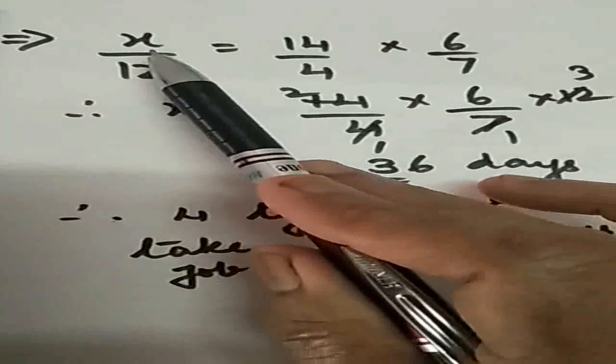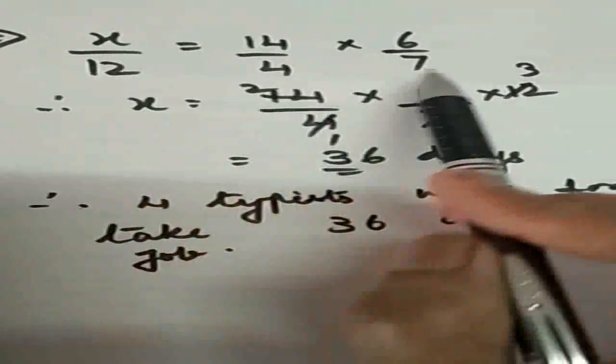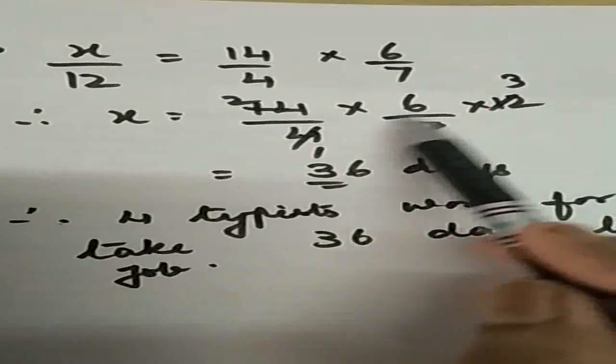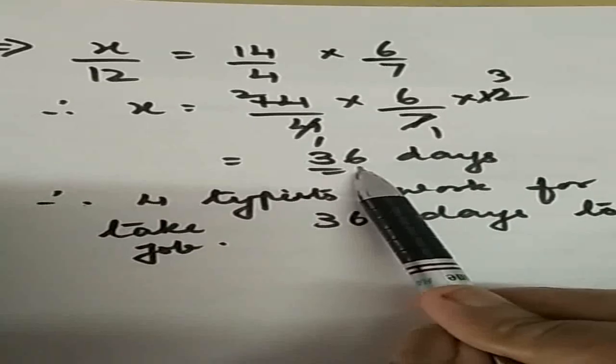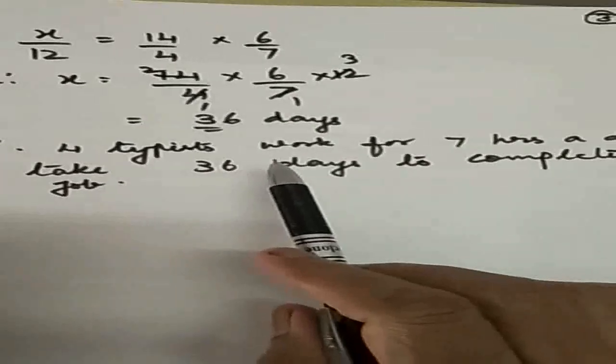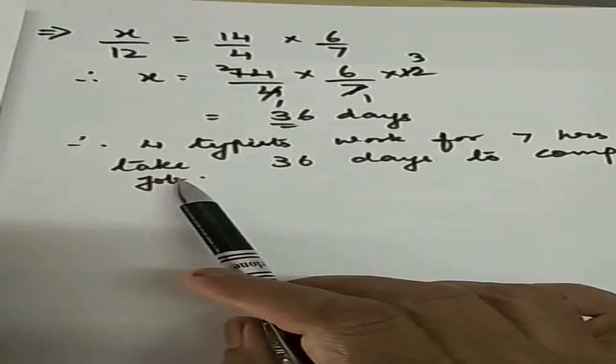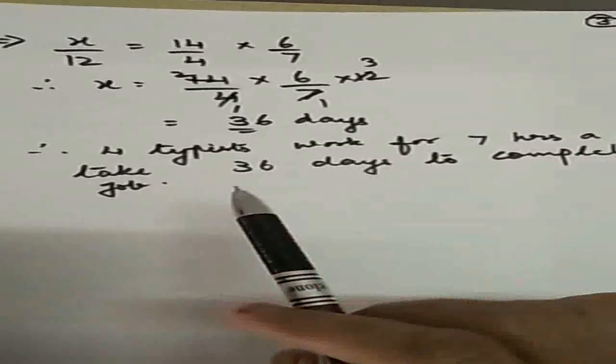Now you have to find the x value. The 12 in the denominator will go to the other side as multiplied by 12. Now you cancel it and you will get 36 days. So 4 typists working 7 hours a day take 36 days to complete the full job.